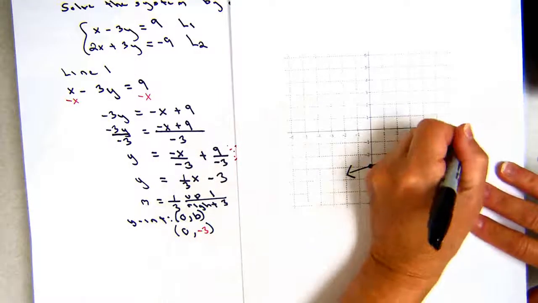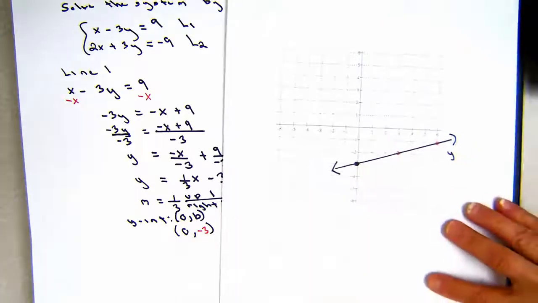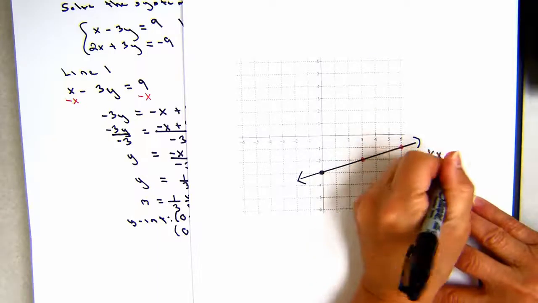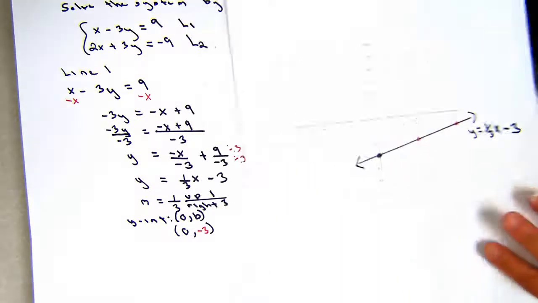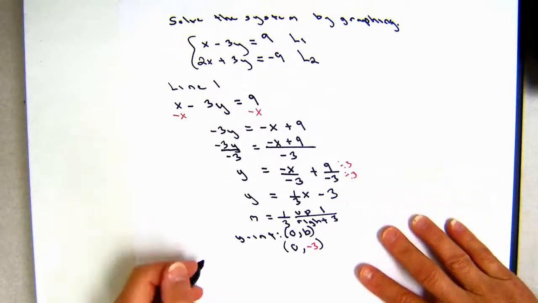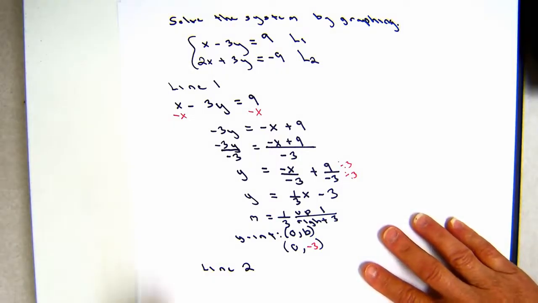And that's line 1, which is really y equals 1/3 x minus 3. Okay, the next one we've got to do, so let's call that line 2. Line 2, let me take that off for a minute. Line 2 is 2x plus 3y, and that's supposed to be equal to negative 9.